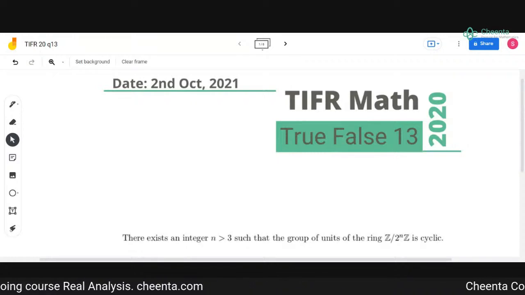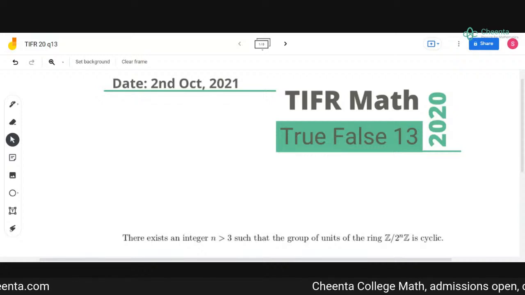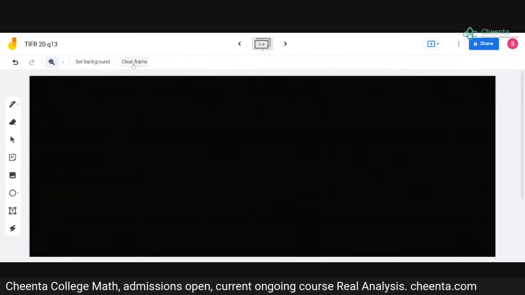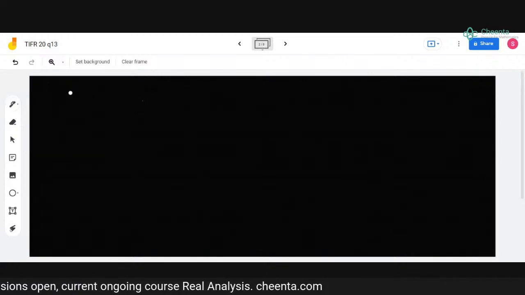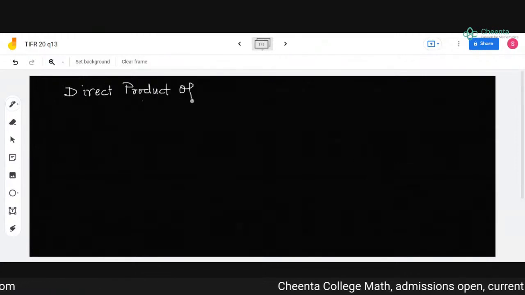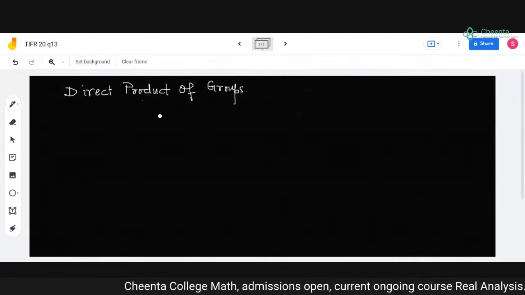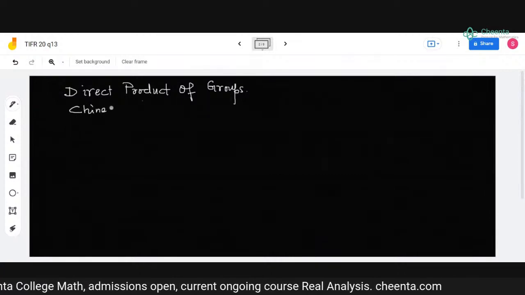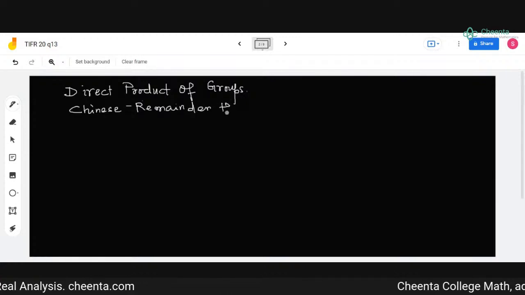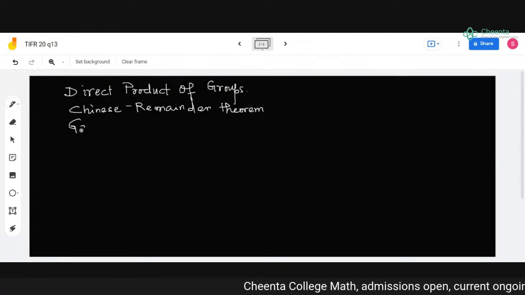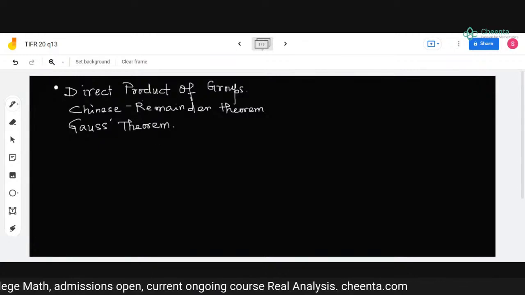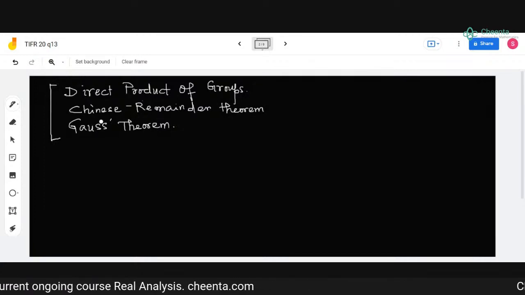Okay. So for this, you need to have an understanding of the direct product of groups, the Chinese remainder theorem, and Gauss's theorem. Okay, so basically you need the Chinese remainder theorem to prove Gauss's theorem.